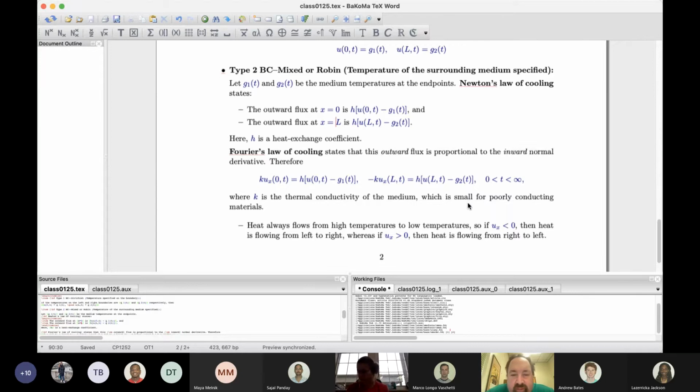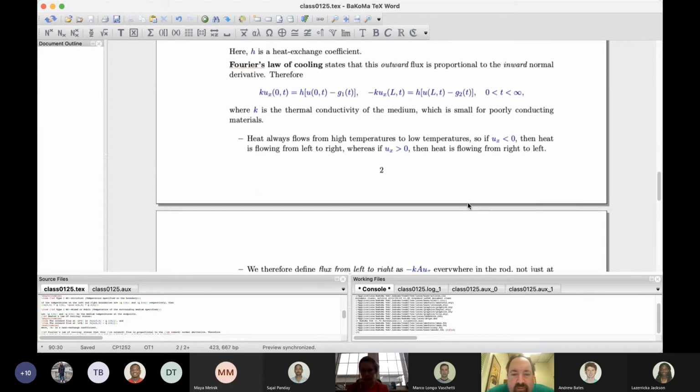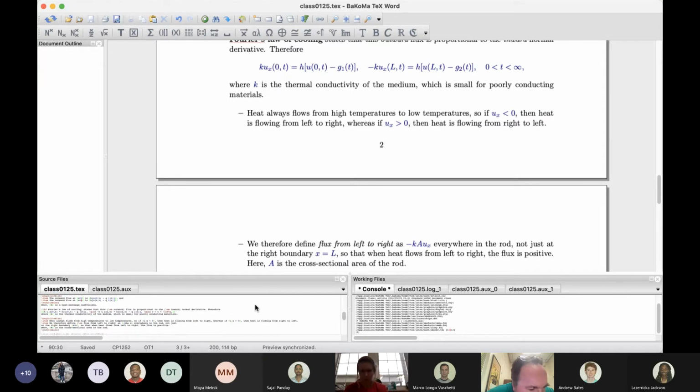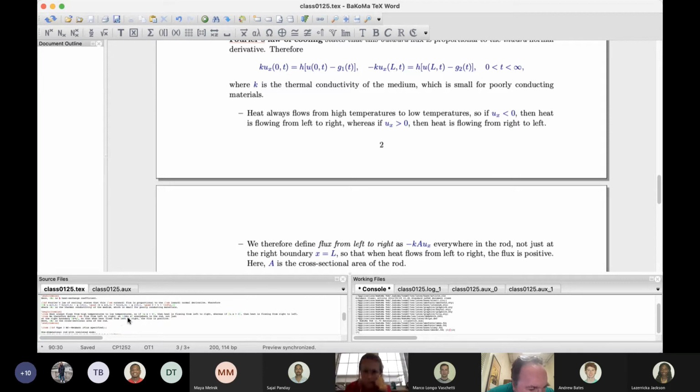Now, what about flux more generally? How do we define flux? Oh, you know what? I just realized I've spotted a mistake, and actually, it's a mistake in the textbook that I happen to copy here, and I'm going to eliminate. That A should not be there.